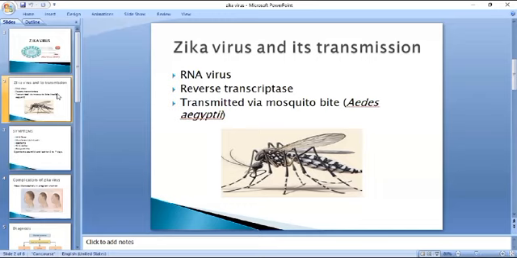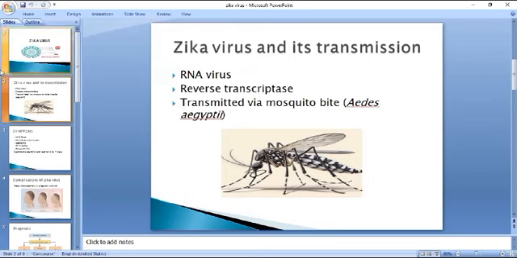Now, how is this virus transmitted? The virus is transmitted to people through the bite of an infected mosquito. Zika virus is mainly carried by a specific type of mosquito known as Aedes aegypti, and this mosquito is also responsible for transmitting dengue and yellow fever.